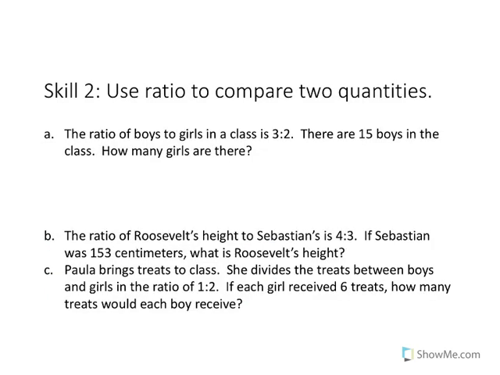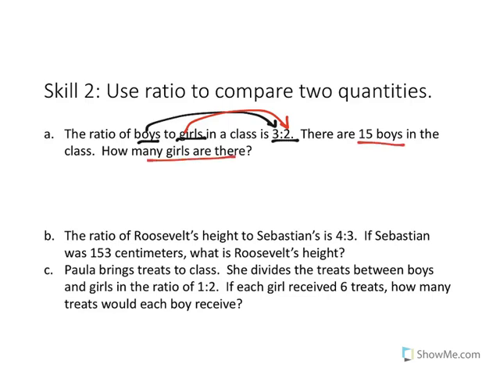Now it's important that we also see ratios in a word problem. So in this word problem, A, it reads, the ratio of boys to girls in a class is 3 to 2. So boys being the first number is 3, and girls being the second number, 2. There are 15 boys in the class. How many girls are there?